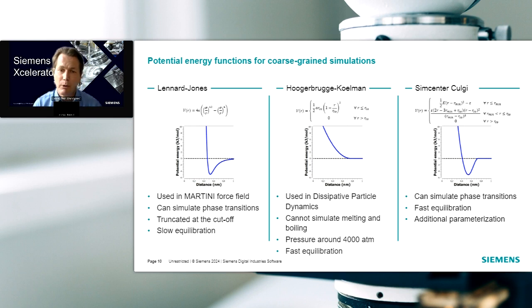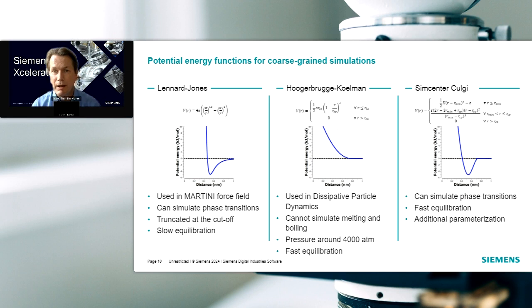The only real drawback is that you can only simulate, let's say, liquids, because it's only repulsive in nature, so you cannot really simulate phase transitions or multiple phases in one simulation. But there's the big advantage that it's extremely fast, roughly 3 orders of magnitude faster than using the traditional Lennard-Jones potential.